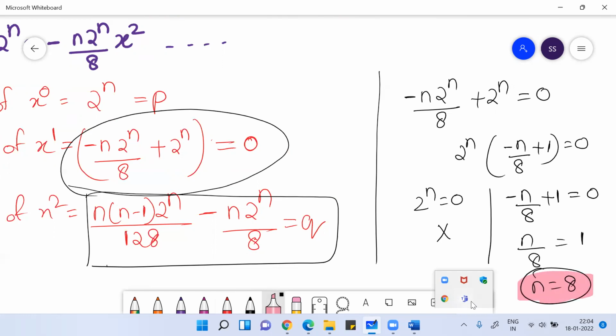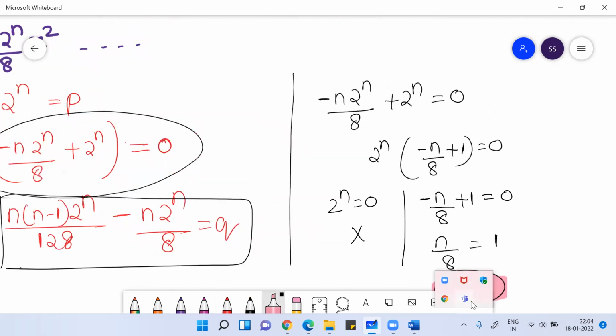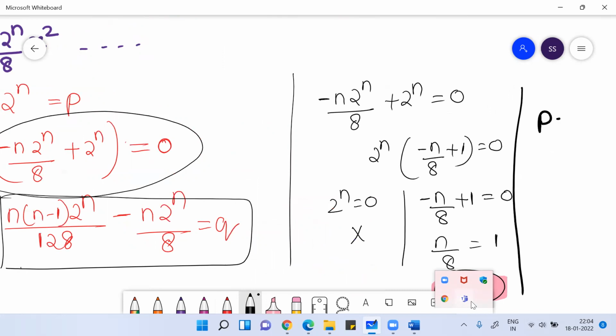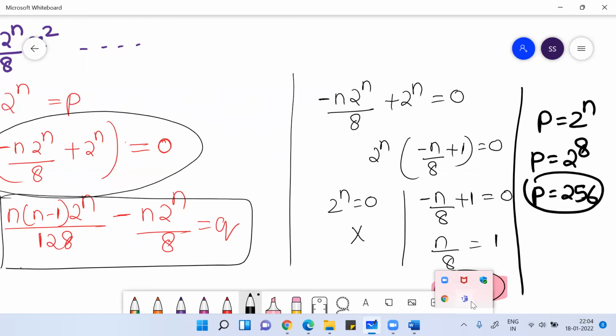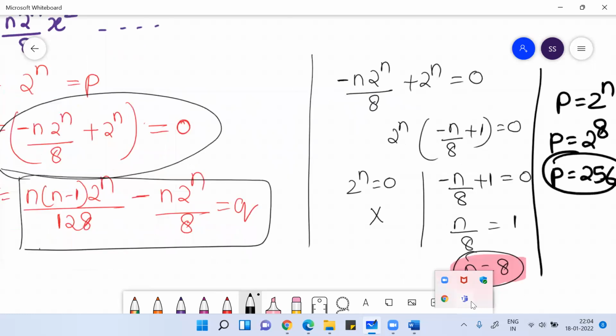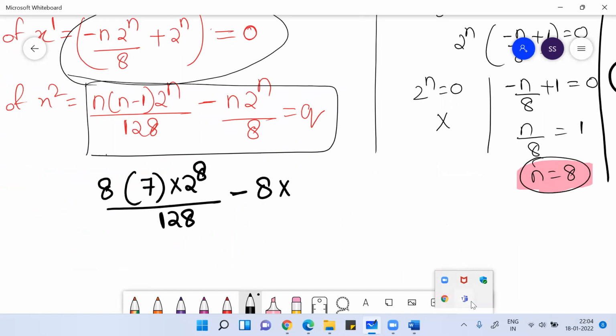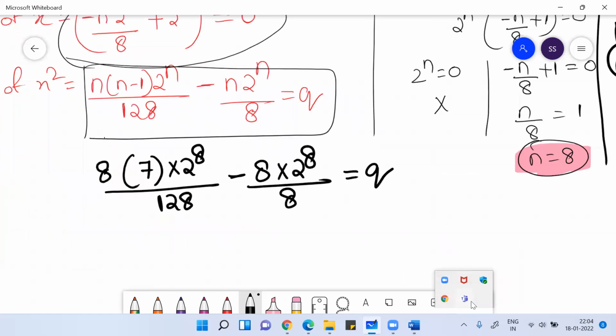Okay. Then what is the value of p? You can notice p is 2 to the power n. So if p is 2 to the power n, then the p value would be 2 to the power 8, means 256. Okay, what is the q value? So n is 8, right? 8 minus 1, 7 into 2 to the power 8 by 128 minus n, which is 8, into 2 to the power 8 by 8. That is the value of q.